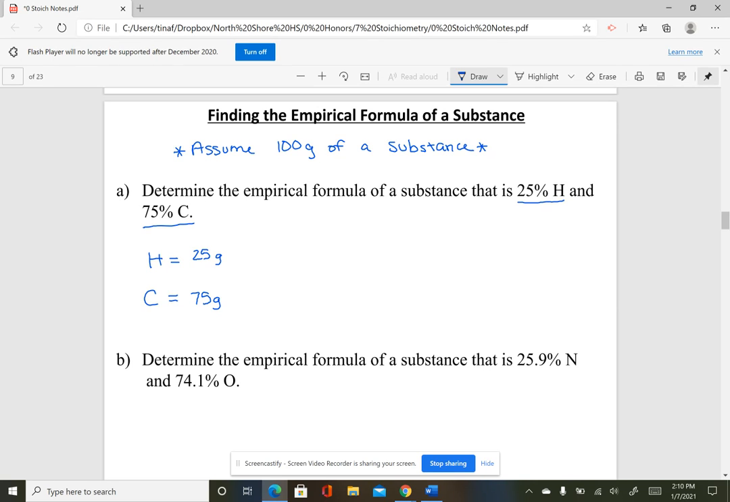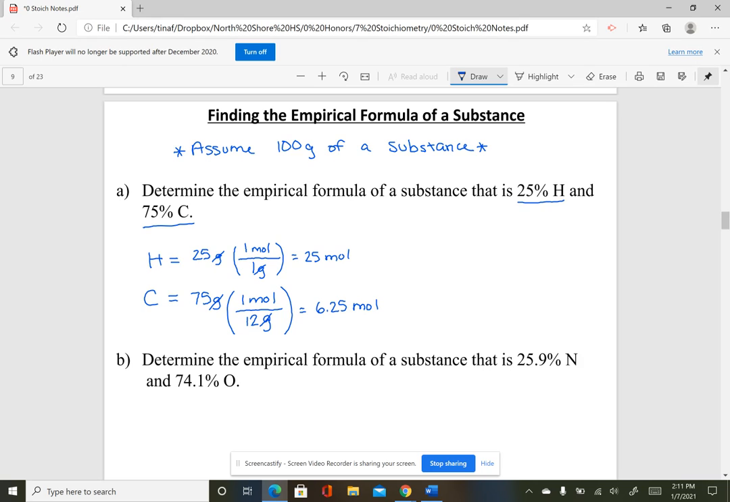So if you want to get those little numbers, you have to take these grams and convert them to moles. How am I going to do that? I know that 1 mole of every substance is equal to its mass on the periodic table. So hydrogen has a mass of 1. Grams cancel out, and I get 25 moles. I'm going to do the same thing with carbon. If I have 1 mole of carbon, I know that's equal to 12 grams. My grams cancel out, and I get 6.25 moles.